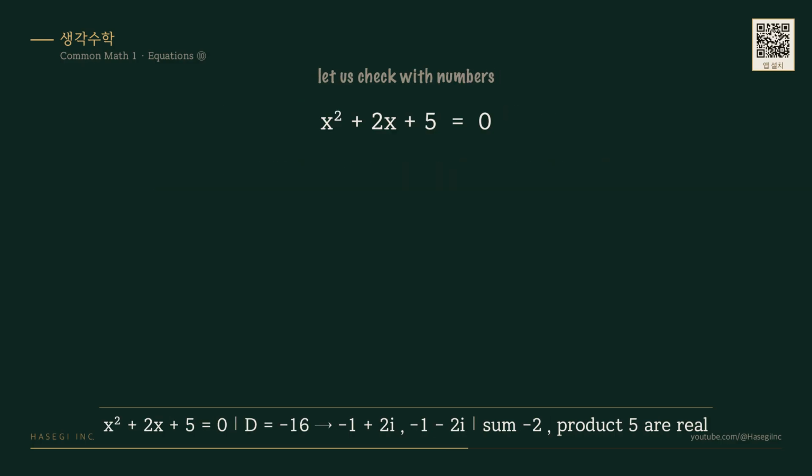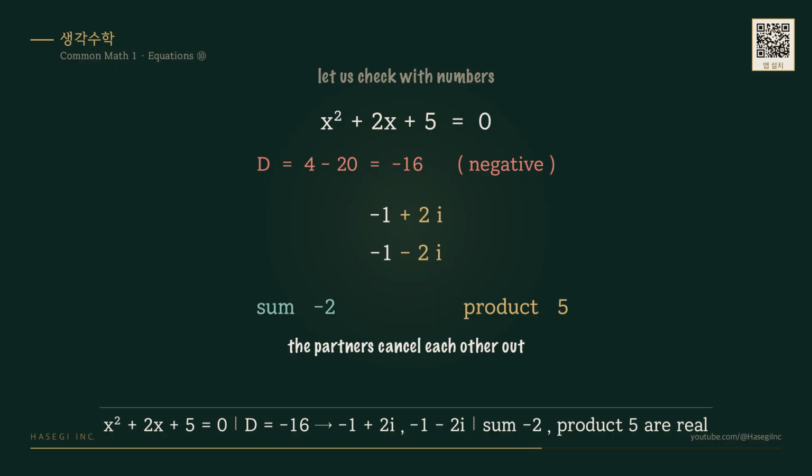Let us check with numbers. Take x squared plus 2x plus 5 equals 0. Here d is 4 minus 20, which is negative 16. Negative. Solving it gives negative 1 plus 2i and negative 1 minus 2i. A conjugate pair again. The sum is negative 2 and the product is 5. Both are real. The partners have canceled each other's imaginary parts.